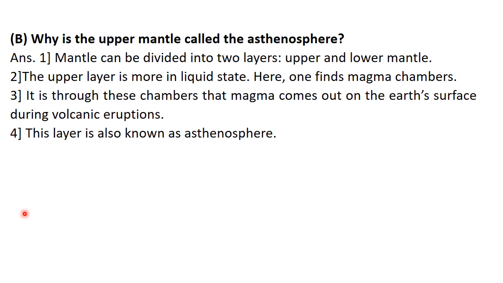B. Why is the upper mantle called asthenosphere? Point number 1. Mantle can be divided into 2 layers, upper and lower mantle. Point number 2. The upper layer is more in liquid state. Here, one finds magma chambers. Point number 3. It is through these chambers that magma comes out on the earth's surface during volcanic eruptions. Fourth, this layer is also known as asthenosphere.